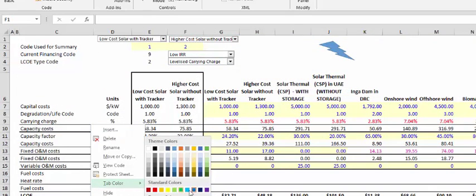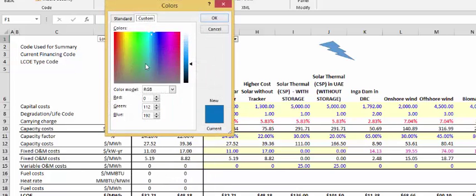Look at how screwed up I sometimes am. I'm going to the colors. Oh, what a waste.